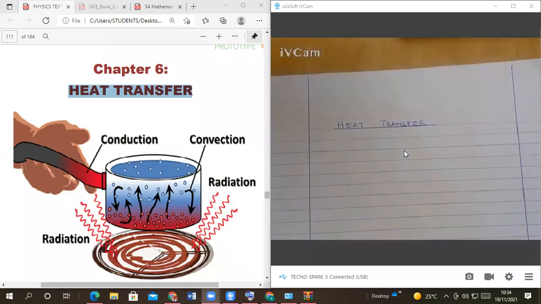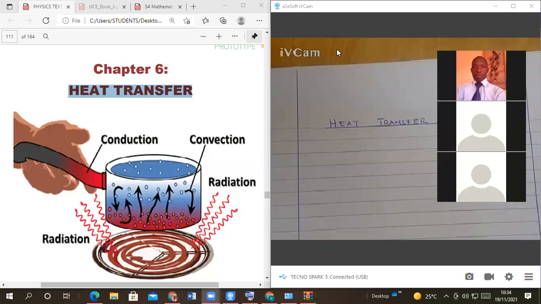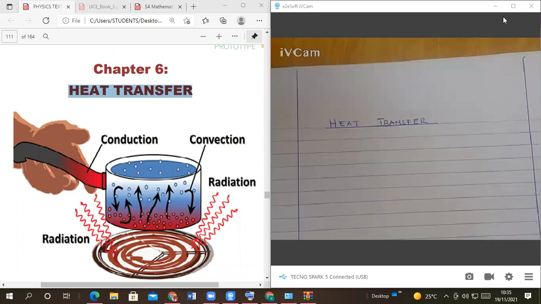What do you understand by the term heat transfer? This is something that you have already studied. Who knows heat transfer? What comes to your mind if someone talks about heat and then transfer? Yes, Pav.